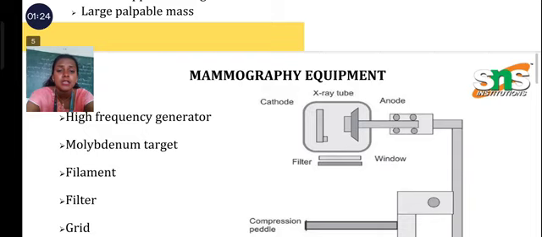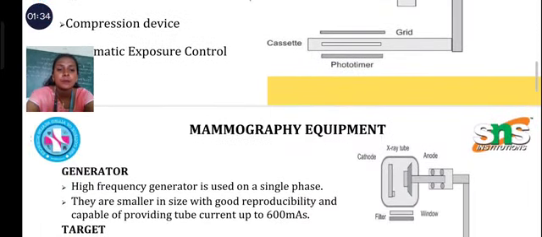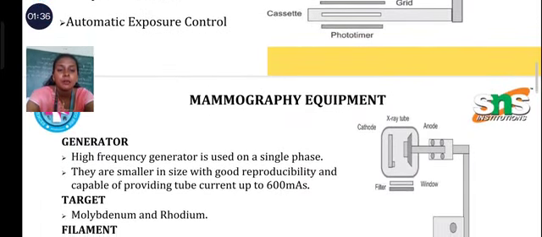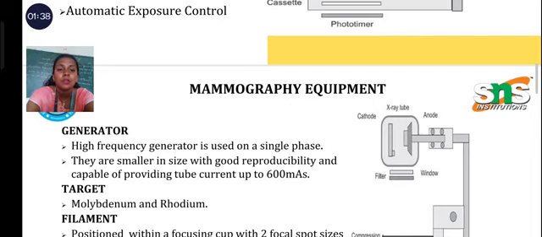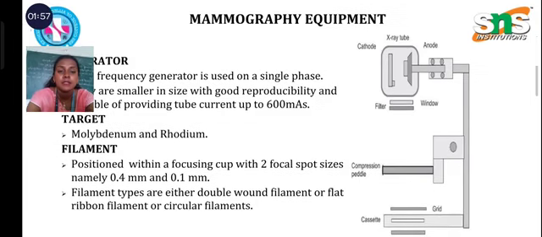Mammographic equipment consists of a high frequency generator, molybdenum target, filament, filter, grid, compression device, and automatic exposure control. We'll discuss them in detail. Generator: a high frequency generator is used on a single phase. They are smaller in size with good reproducibility and capable of providing tube current up to 600 mAs. Target: molybdenum and rhodium target material is used.